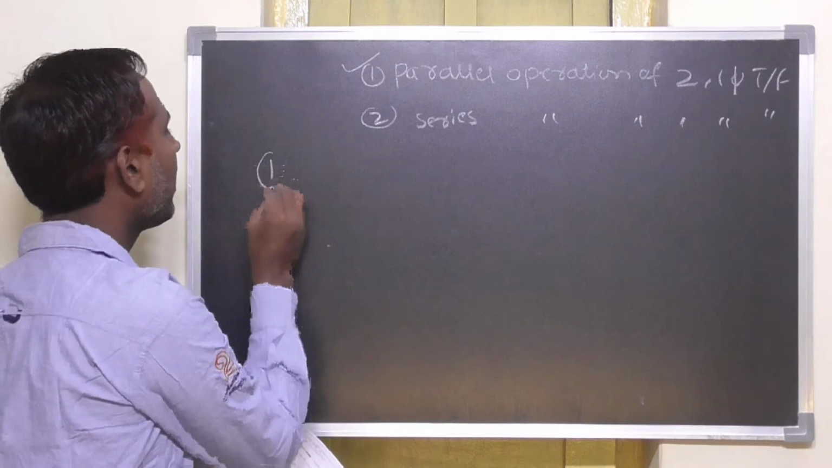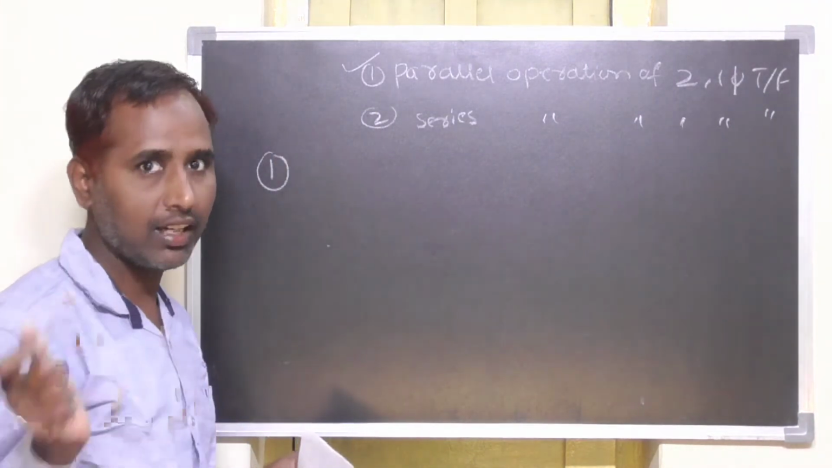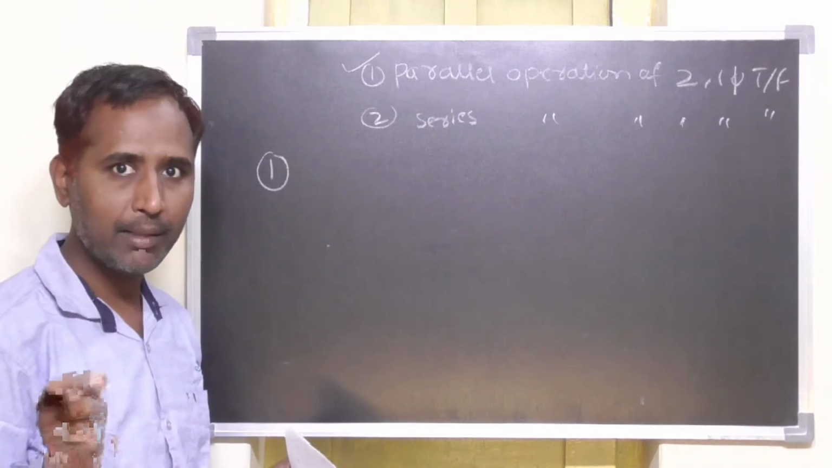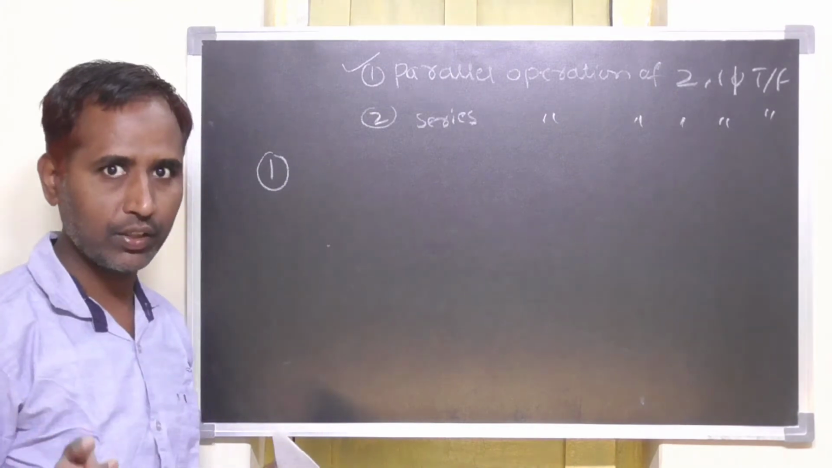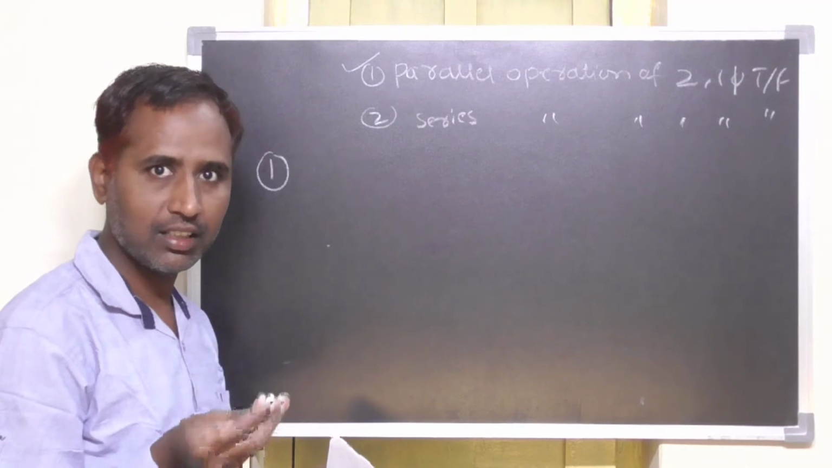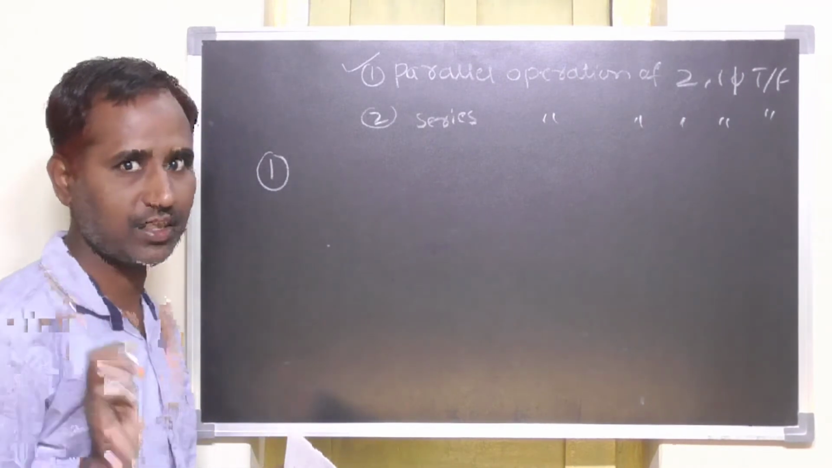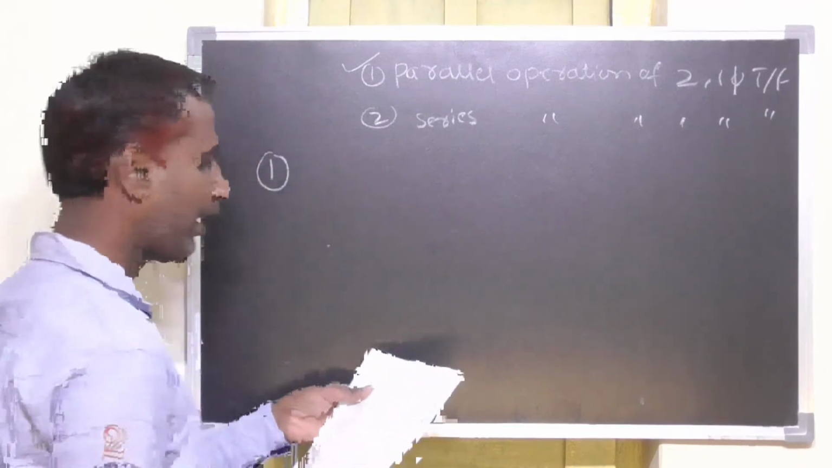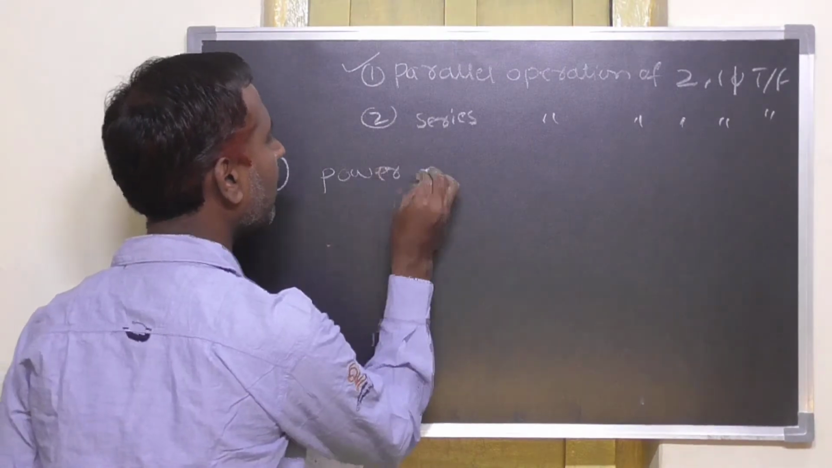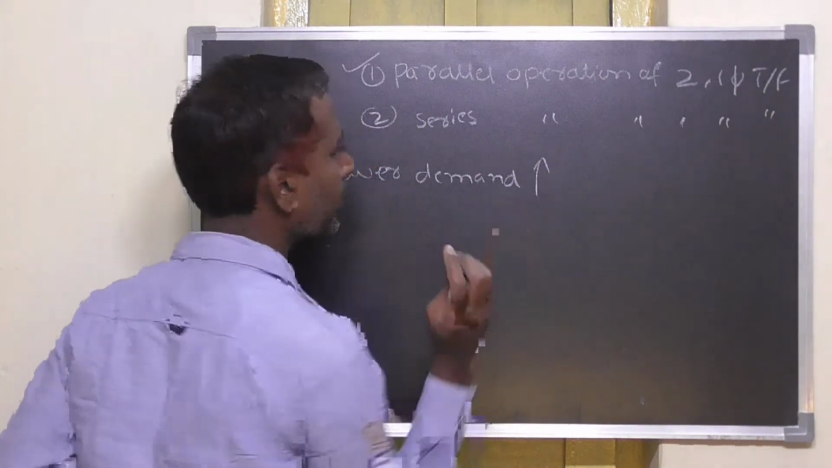So friends, what is the necessity, why are we connecting the transformers in parallel? Suppose the power consumption demand is more, then we can connect a number of transformers in parallel. This is the first. When the power demand increases.